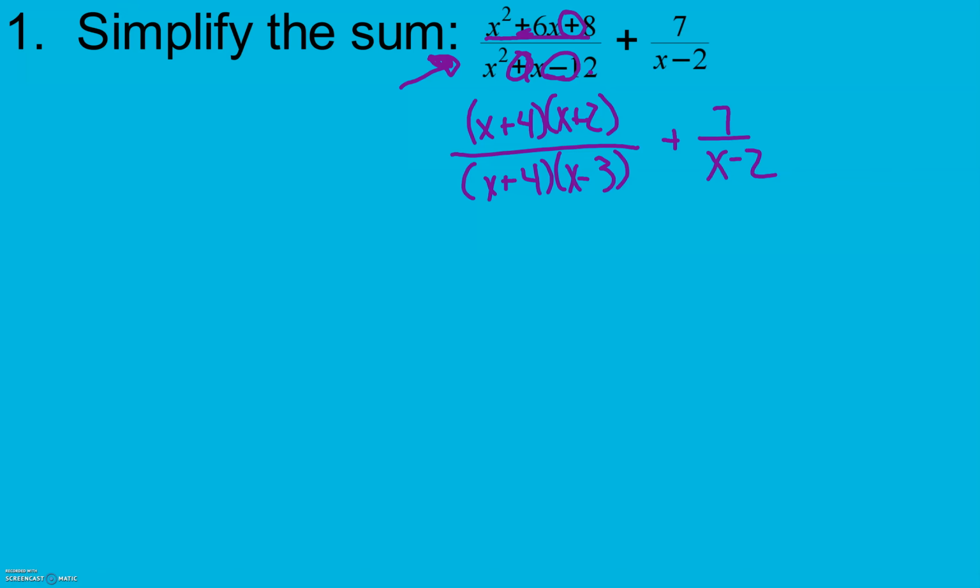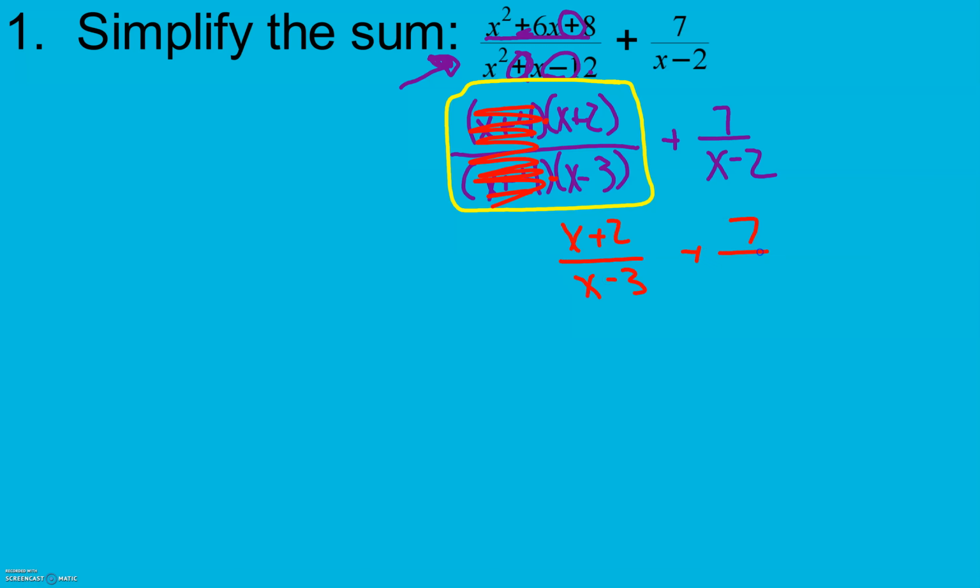Now, in an individual fraction here, we can reduce if we want to. We can get rid of multiplication by dividing. X plus 4 divided by x plus 4, anything divided by itself is 1. So as long as we're multiplying, we can get rid of that by dividing, which leaves me with just x plus 2 over x minus 3 plus 7 over x minus 2.